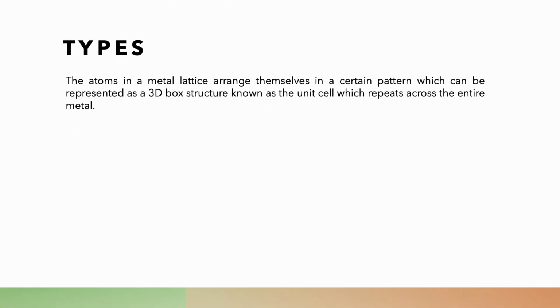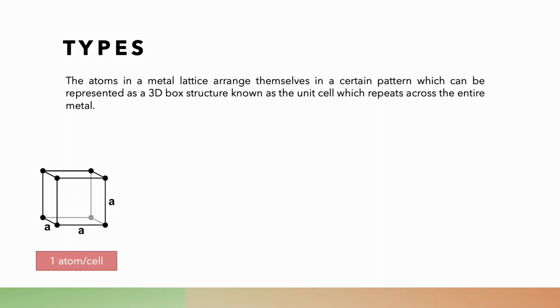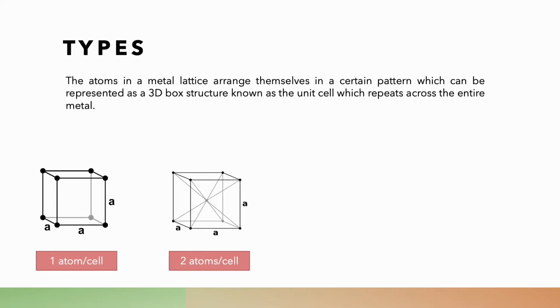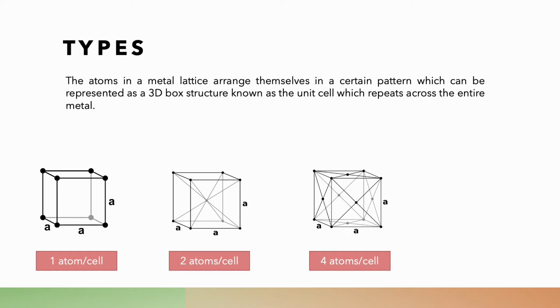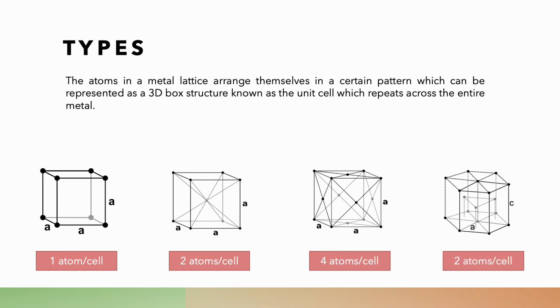There are 7 existing crystal systems, but in this case we are going to see only 4, and they are simple cubic, body-centered cubic or BCC, face-centered cubic or FCC, and the last, hexagonal close-packed or HCP. The atoms in a metal lattice arrange themselves in a certain pattern which can be represented as a 3D box structure known as the unit cell, which repeats across the entire metal.